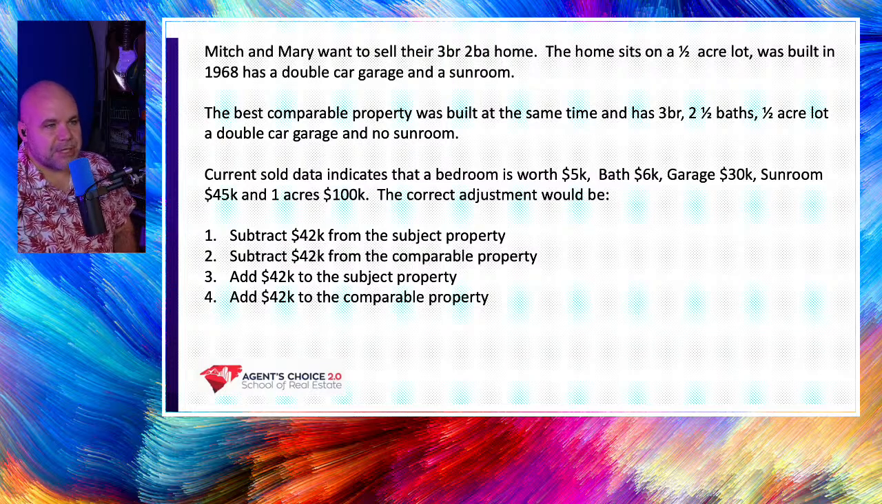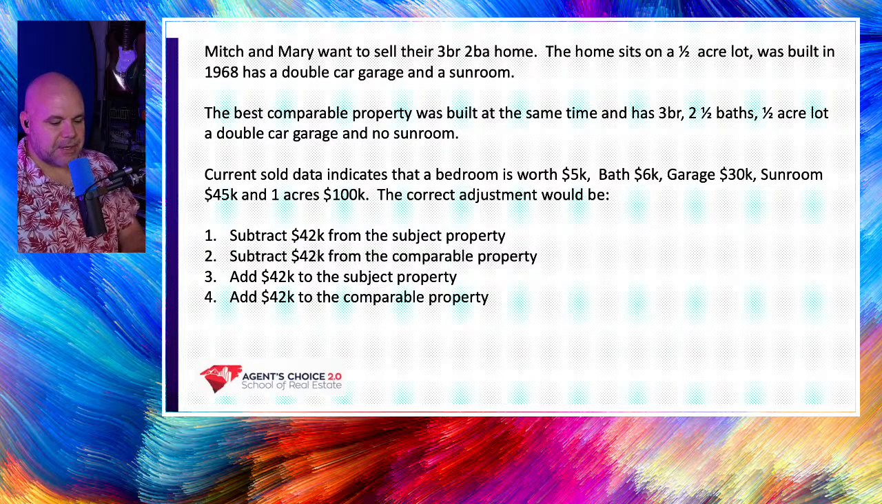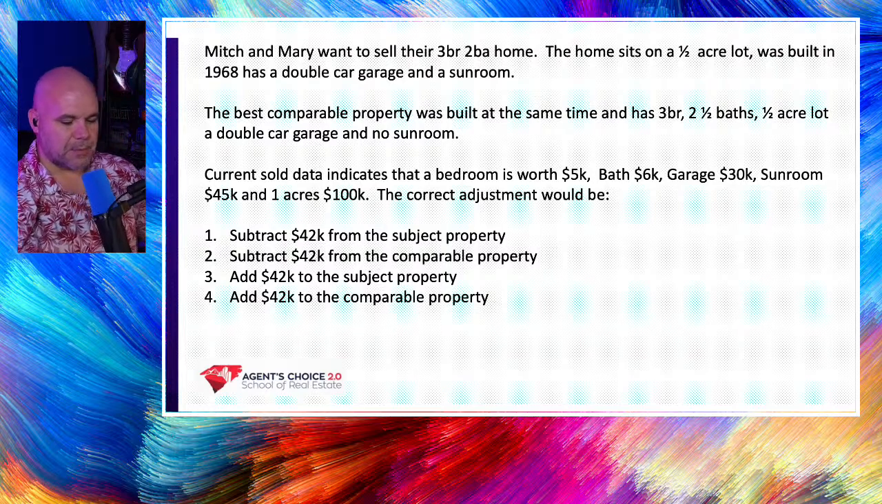What would be the correct adjustment here? Going to need your scratch paper on this one, aren't you? We don't have a sale price of the comparable, but we don't need it. All they're asking for is how much would we adjust the sales price by? We just need to know what's the max amount of adjustments, dollar amounts of adjustment. And so we just need to list out the differences between the subject and the comparable. So what are the differences?